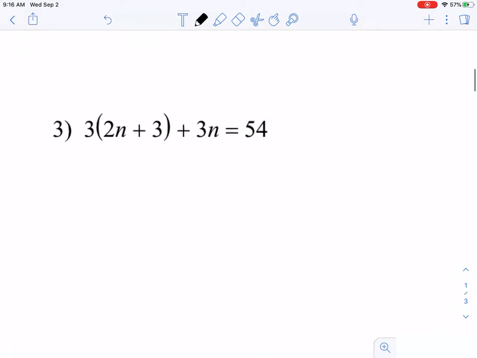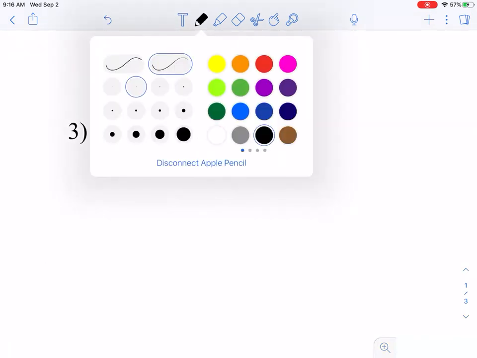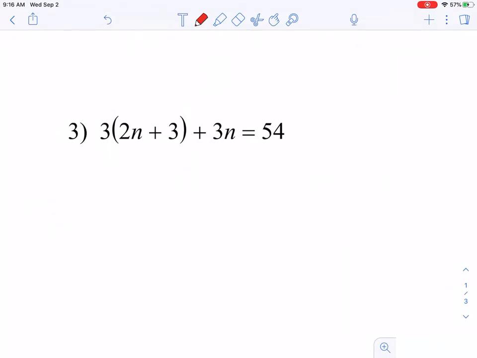Okay, numbers 3 and 4 are important for what we are going to be doing today. We will be working with multi-step equations when solving using substitution, and this is some practice on those before we move into actually substituting. So I'm going to distribute 3 times 2n to get 6n, and 3 times 3 to get 9.